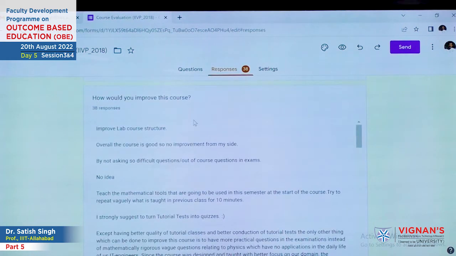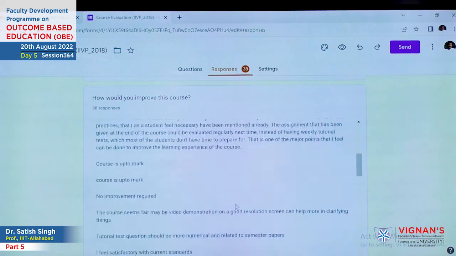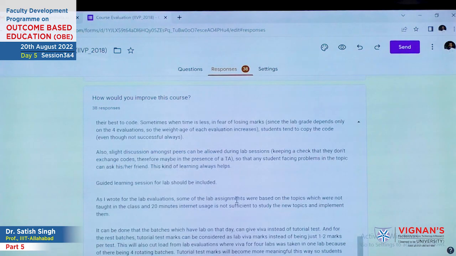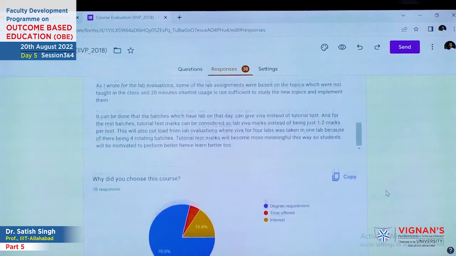So they used to write, how do you improve the course? Improve lab course structure; overall course is good, so no improvement. You can get many such comments, but this is for your own reference. A lot of suggestions you used to get.